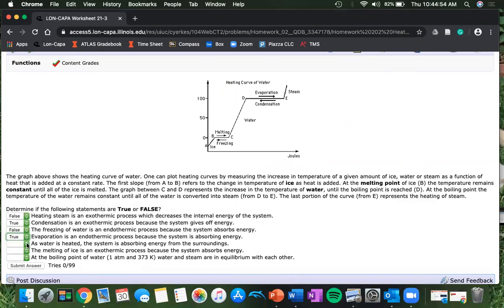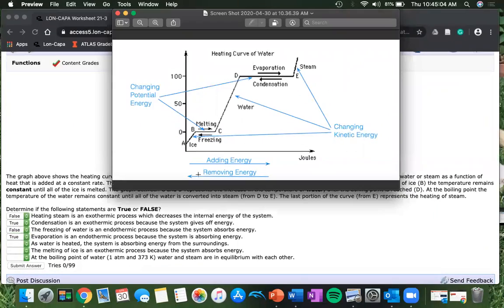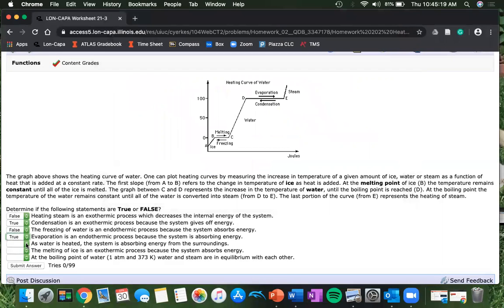For the fifth one, it says that as water is heated, the system is absorbing energy from the surroundings. As water increases its temperature, it's moving from left to right. So that means it's also adding energy. This energy has to come from some source. In this case, we're assuming that there's an external source of heat, which would be our surroundings. So the system would be gaining heat from those surroundings in order to heat the water up.